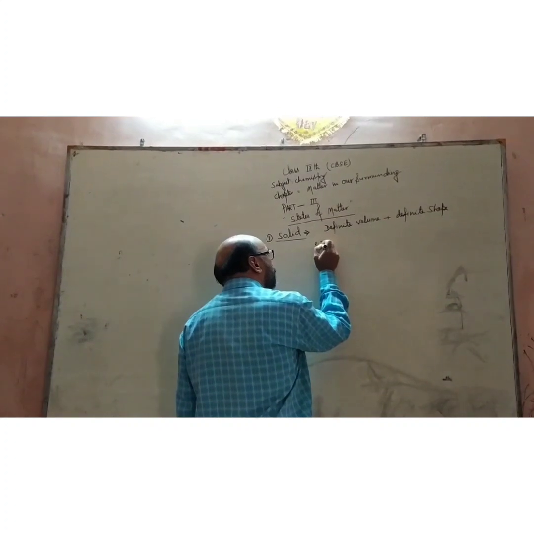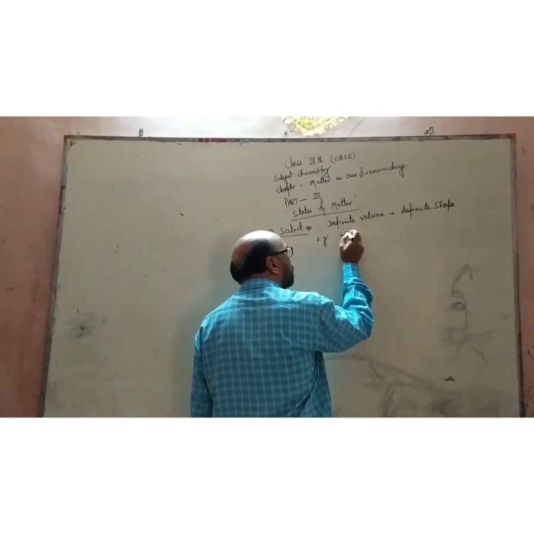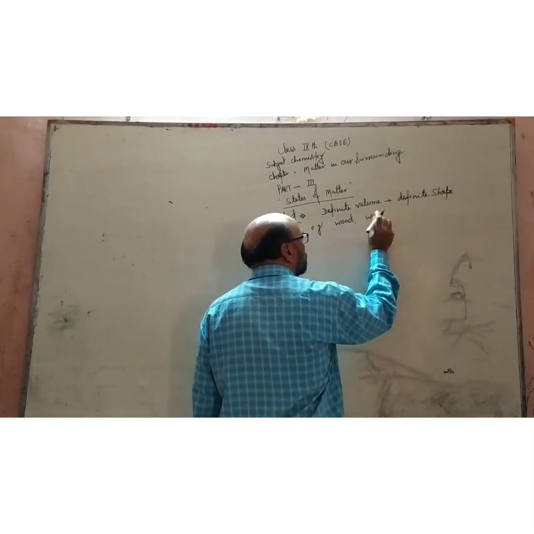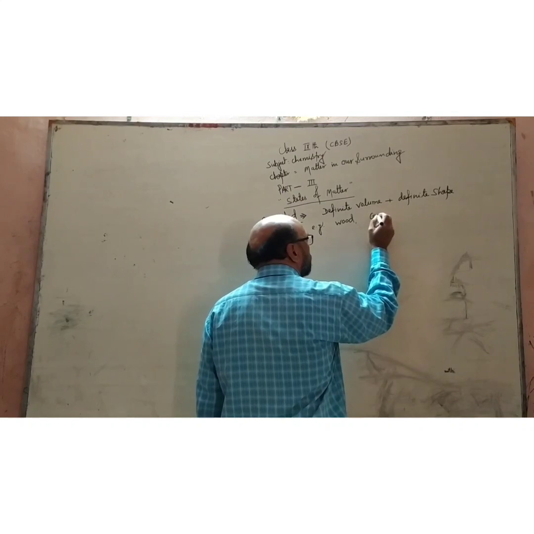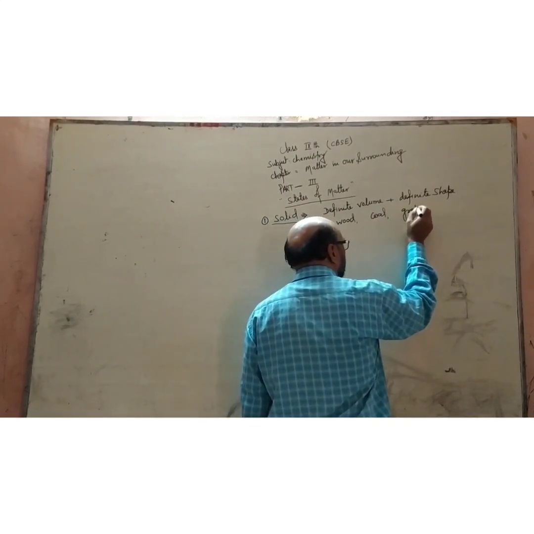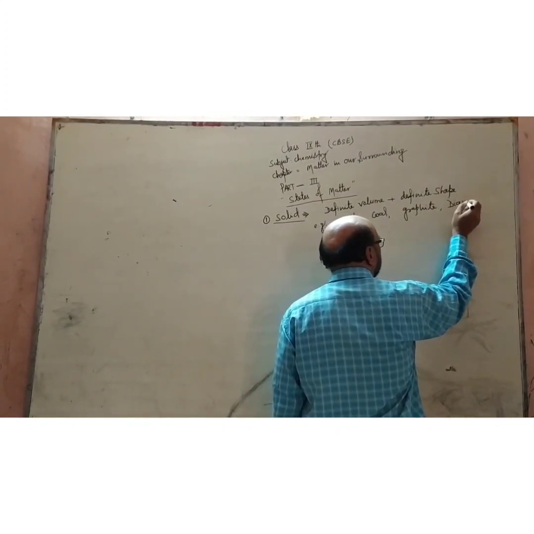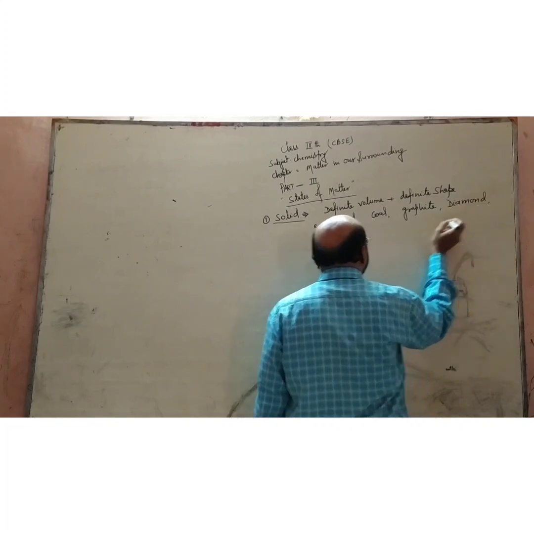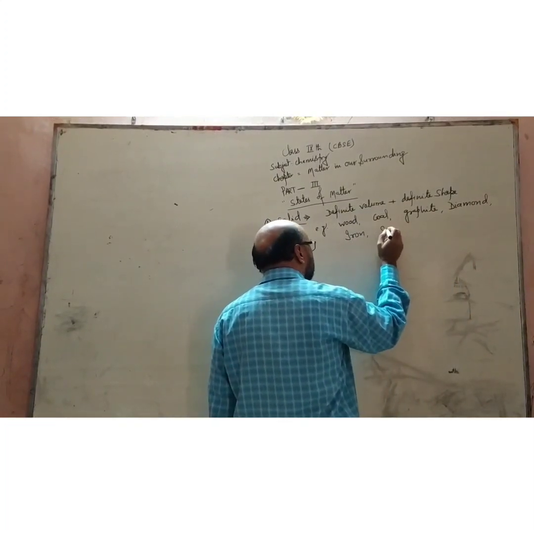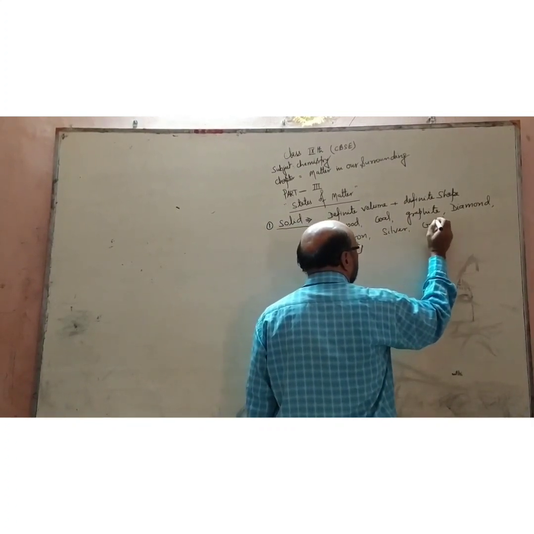Common examples of solid states of matter are wood, coal, graphite, diamond, iron, silver, gold, etc.